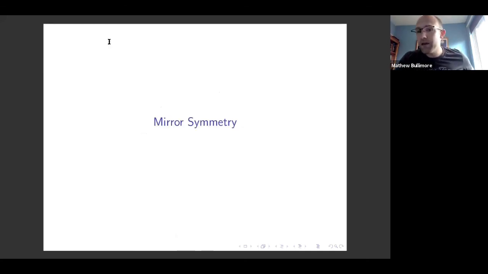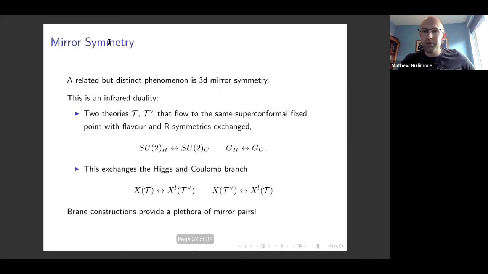Okay, and then a related, but I think distinct phenomenon is that of 3D mirror symmetry. And this is an infrared duality. So it's a situation where you have two theories, which could be two supersymmetric gauge theories, which flow to the same superconformal fixed point, in the absence of mass and FI parameters, but with the flavor and the R symmetries exchanged. So it's an example of an infrared duality where you have two, say, UV gauge theories that flow to the same fixed point.